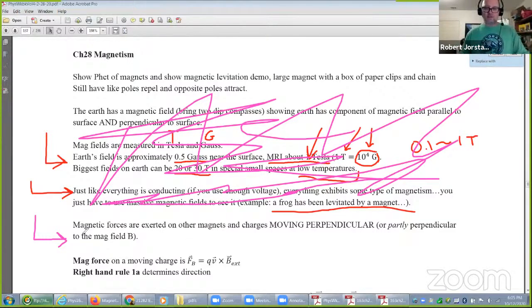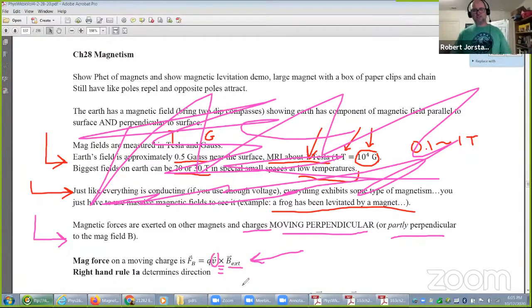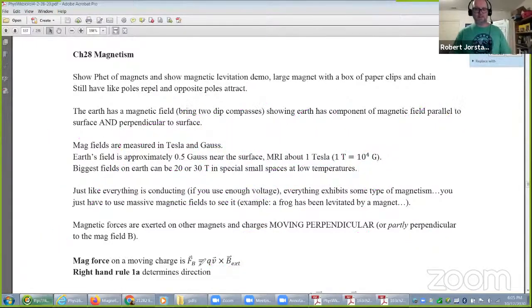Now, it turns out I want you to think like this. Magnetic forces are exerted on magnets or charges moving perpendicular, or at least partly perpendicular to the magnetic field. Here is the equation for that. Force, okay, if we want something perpendicular, notice that cross product appearing. It's the amount of velocity perpendicular to the external field, okay? And then let me give you an example here. Let me show you a quick demo. Is it this one?